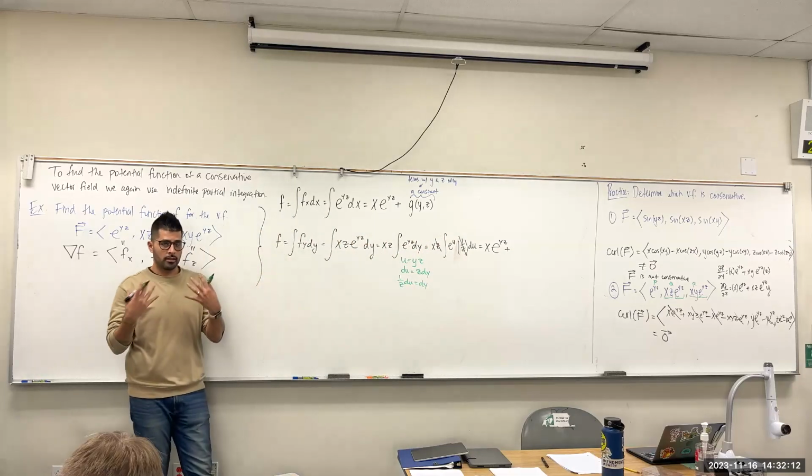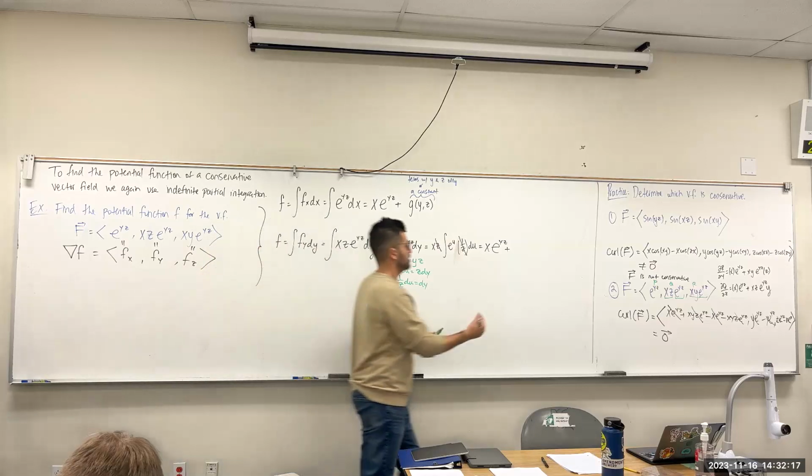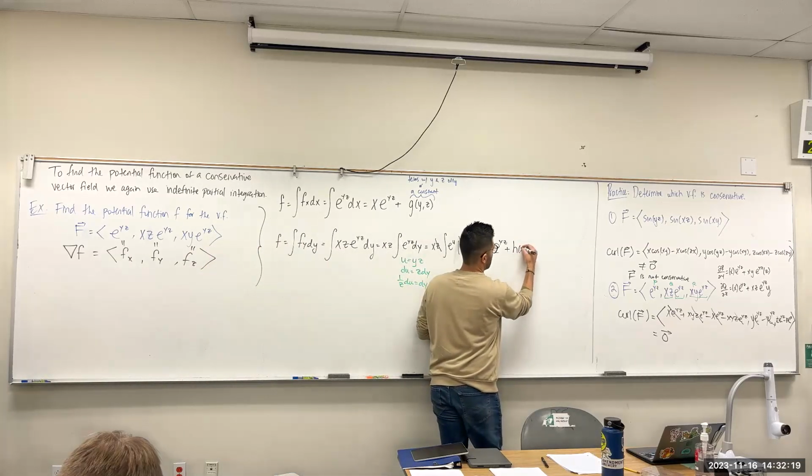But what's my constant in this case? Things with x's and z's. So we're going to call that h. Things with x's and z's.